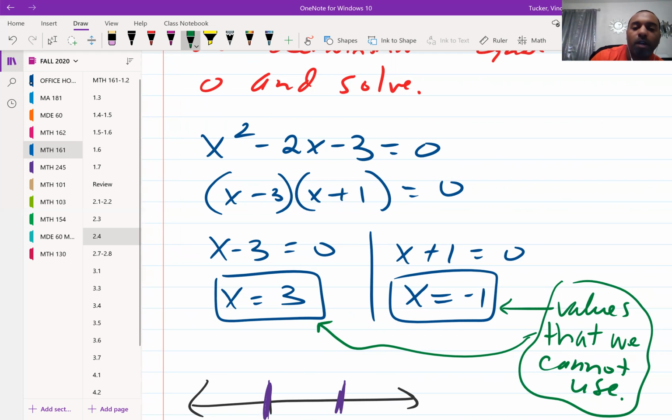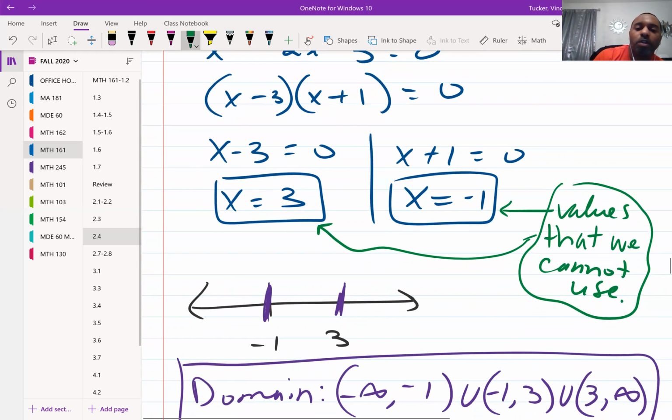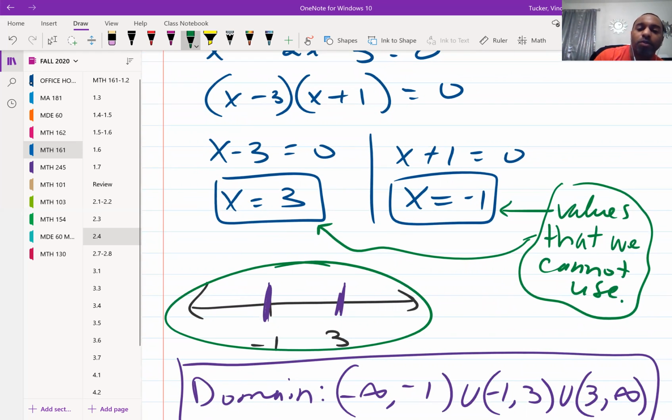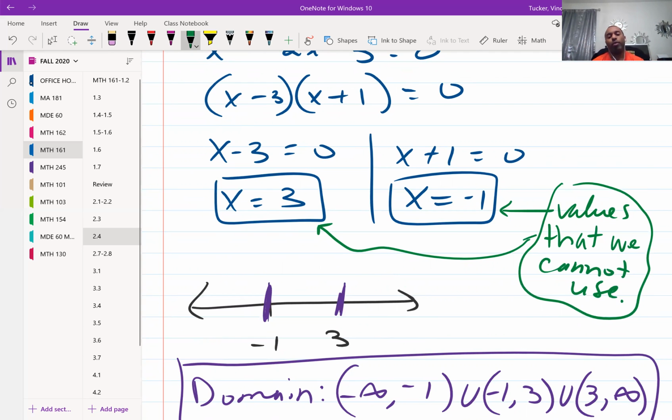Before it was just 1, this time it's 2. So here, I just want to make sure we emphasize the intervals. We cannot use negative 1 or 3, but we can use everything else. So that means we would go from negative infinity to negative 1, negative 1 to 3, and then 3 to positive infinity.